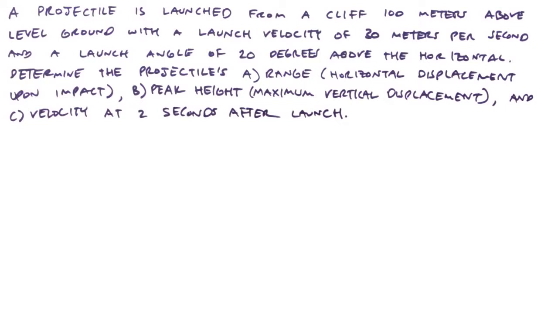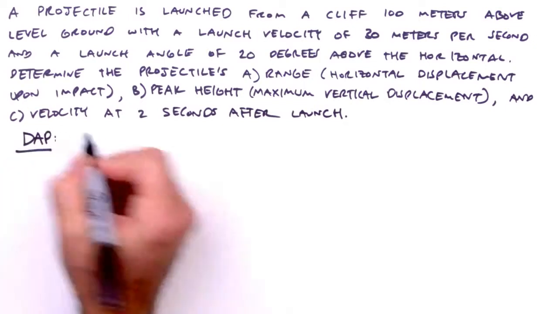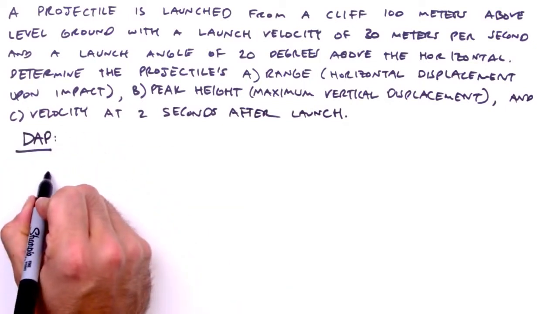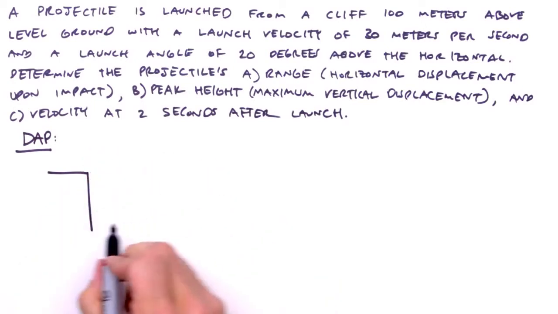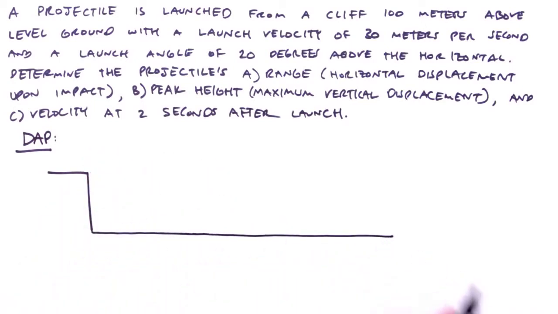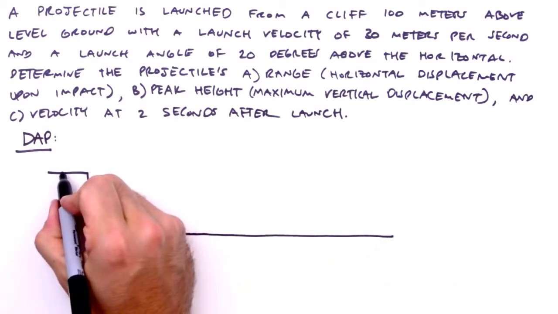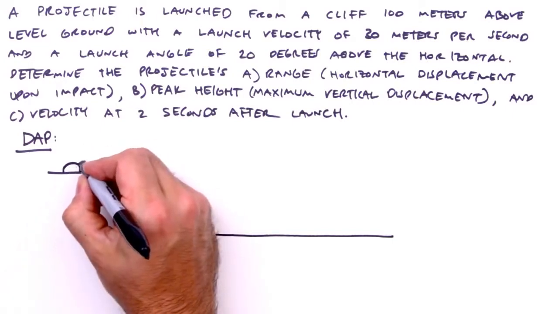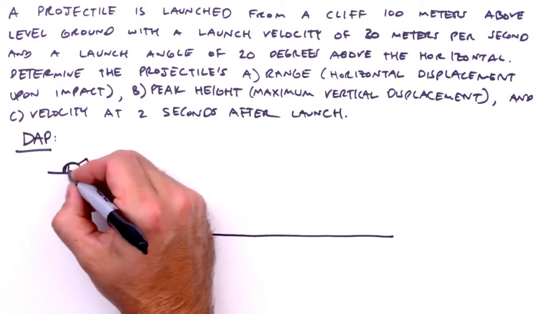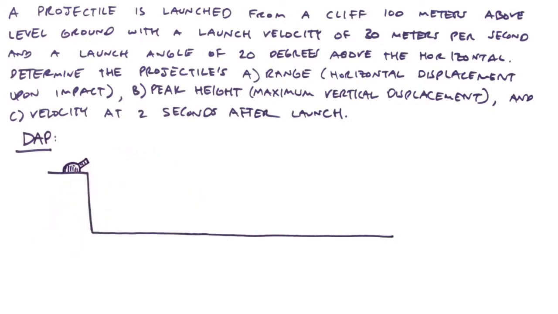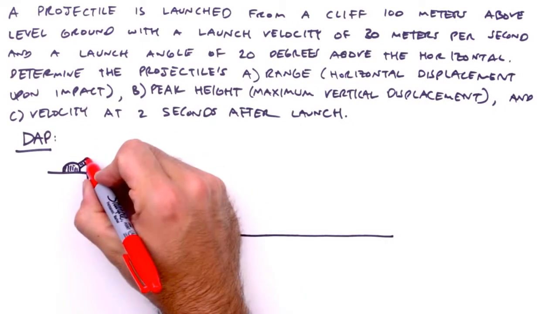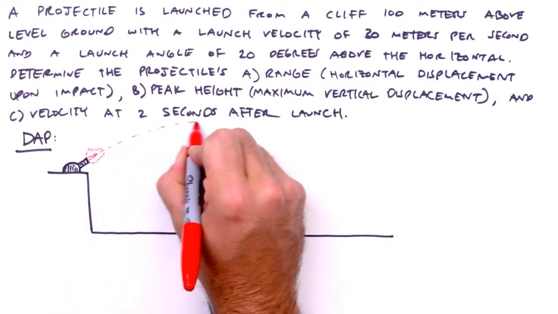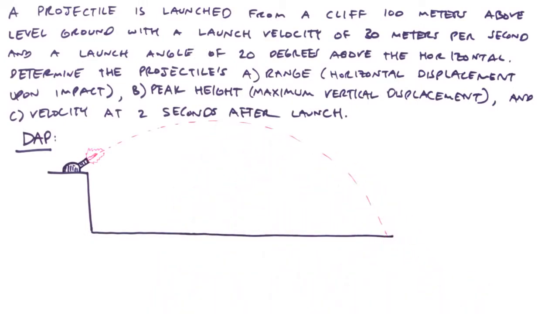The first step, as always, is to draw a picture. So here's the cliff from which our projectile is launched. And here's the level ground below. We'll draw a cannon to fire the projectile and also to mark its initial position. And there's our trajectory. And we're done with the picture. Not much to this one.